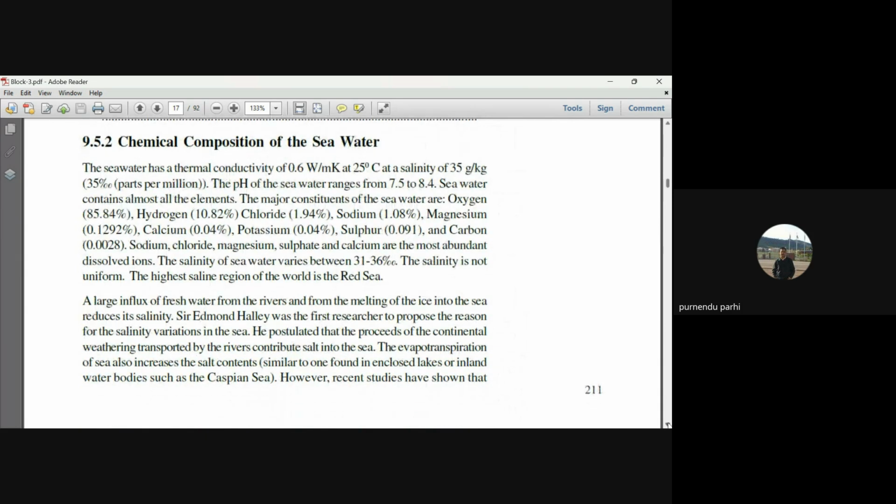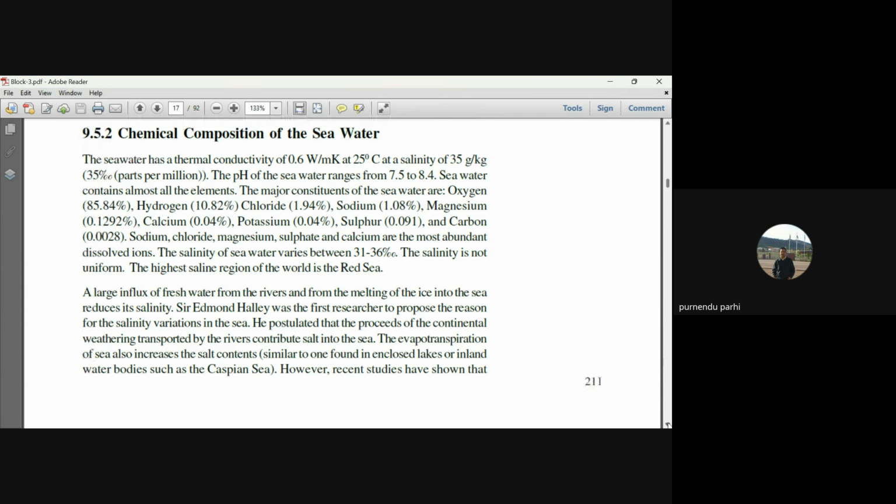Chemical composition of seawater. The seawater has a thermal conductivity of 0.6 W per meter Kelvin at 25 degrees centigrade and at a salinity of 35 gram per kg. The pH of the seawater ranges from 7.5 to 8.4. Seawater contains almost all the elements. The major constituents of seawater are oxygen, hydrogen, chloride, sodium, magnesium, calcium, potassium, sulfur, and carbon. Sodium chloride, magnesium sulfate, and calcium are the most abundant dissolved ions.